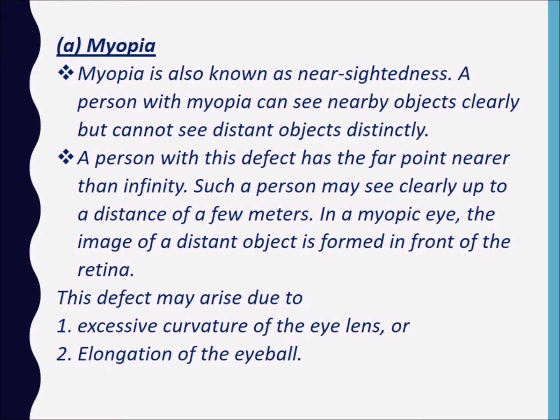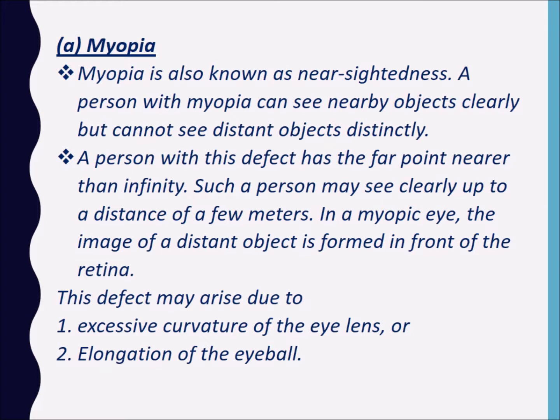1. Myopia. Myopia is also known as nearsightedness. A person with myopia can see nearby objects clearly but cannot see distant objects distinctly. A person with this defect has the far point nearer than infinity. Such a person may see clearly up to a distance of a few meters.